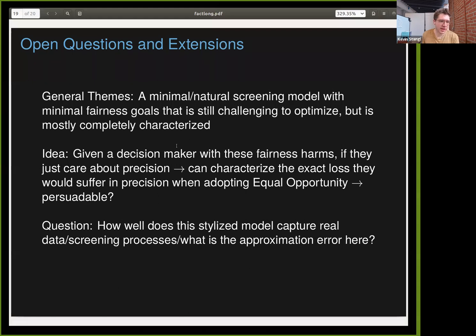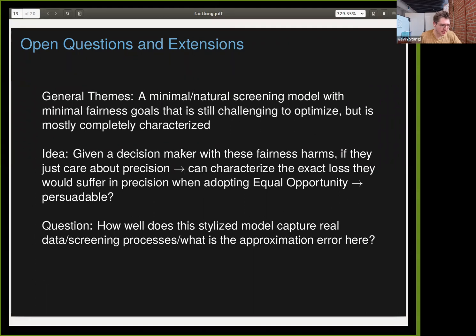One question I'm still thinking about, that I teased earlier, and that Omer very kindly said other people worry about, is how well this stylized model captures real data screening processes, and what the approximation error is. We didn't make that many assumptions, but the big assumption we made is that we're getting binary feedback for tests, and maybe you do something different when you get less coarse feedback. I don't know.